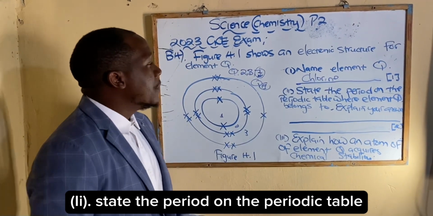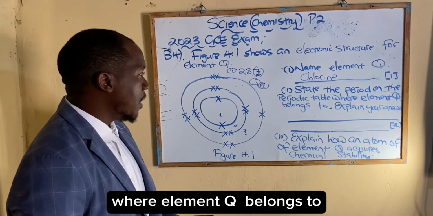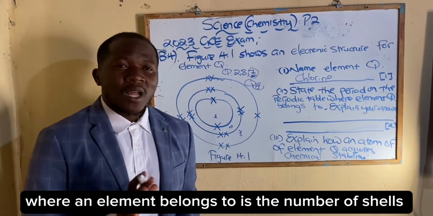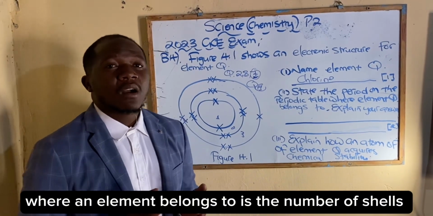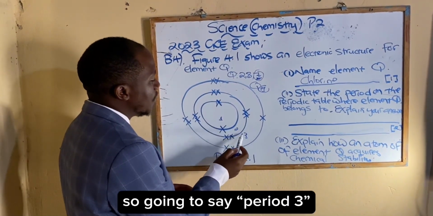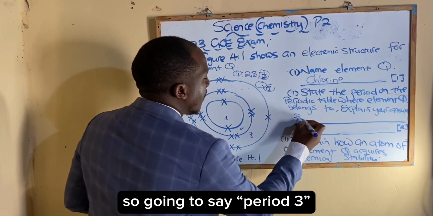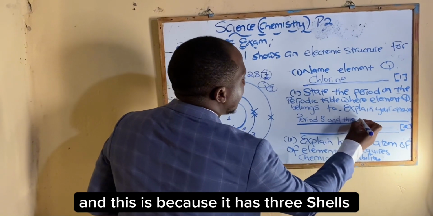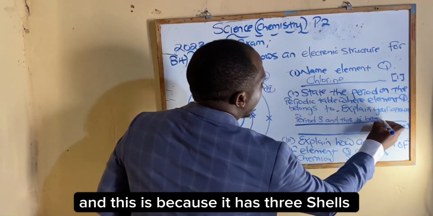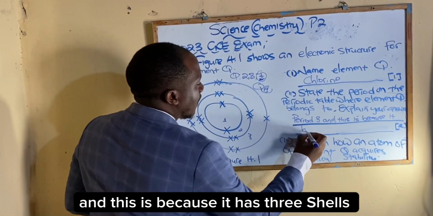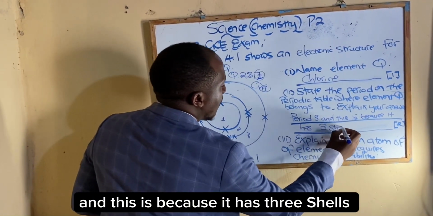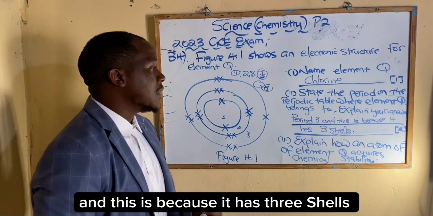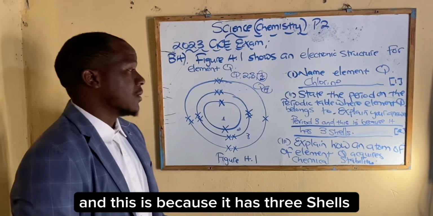2. State the period on the periodic table where element Q belongs. Explain your answer. We said the period number where an element belongs is the number of shells. So how many shells do you have? 1, 2, 3. So I'm going to say period 3, and this is because it has 3 shells.